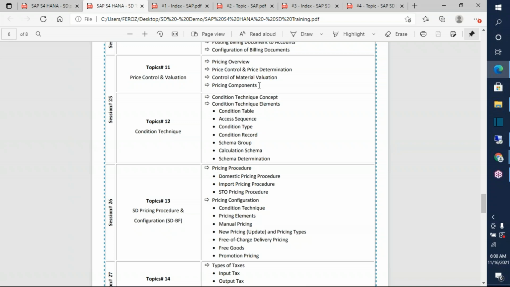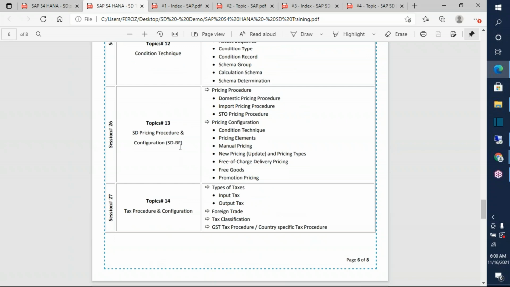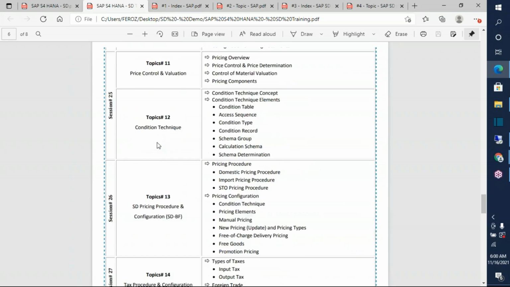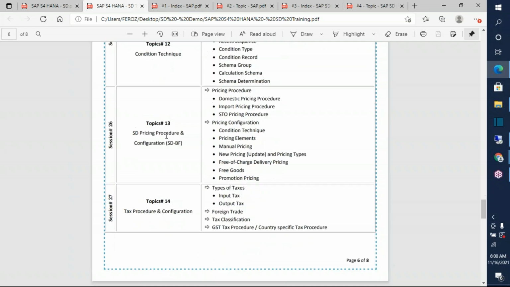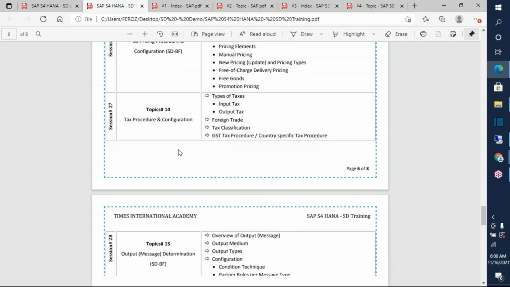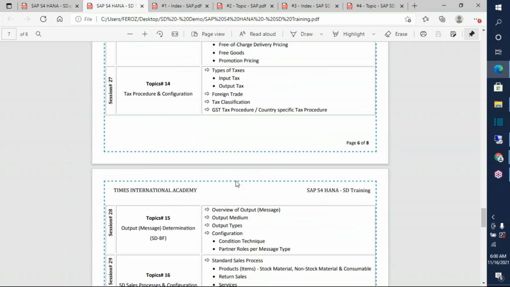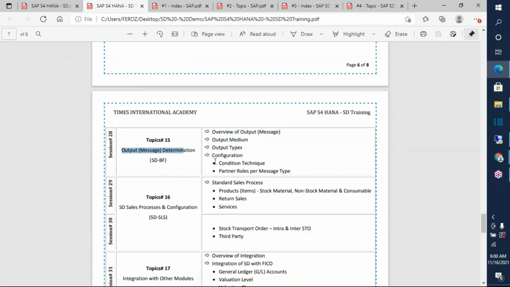In this, we will try to understand pricing components, right? So price control and determination, and the condition technique, because in pricing procedure and configuration, and even in output determination, we will be using the condition technique. So here the concept of condition technique and its related configuration we will be discussing. Okay, and then of course the tax procedure and configuration, and output determination.